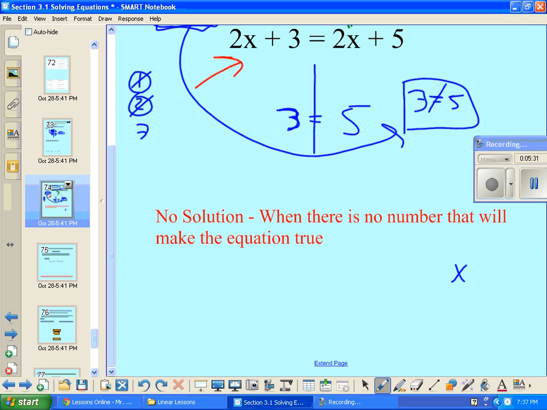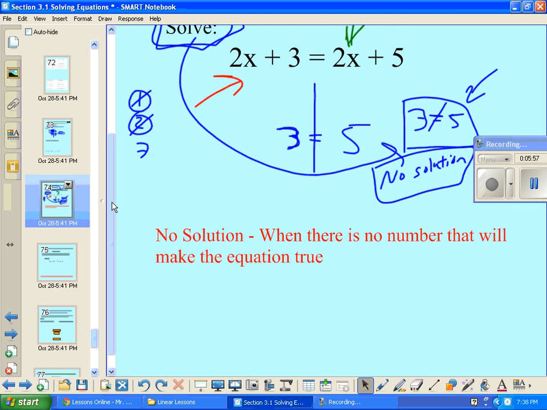Usually we get an answer like x equals 7 or x equals -2. But in this case, we didn't get anything like that. So what happens is we get down to this situation right here. 3 does not equal 5. Once you see something like that where you end up with a statement that's not true, that means this is a no solution case, and you write no solution. There's no number that will make that top equation true.